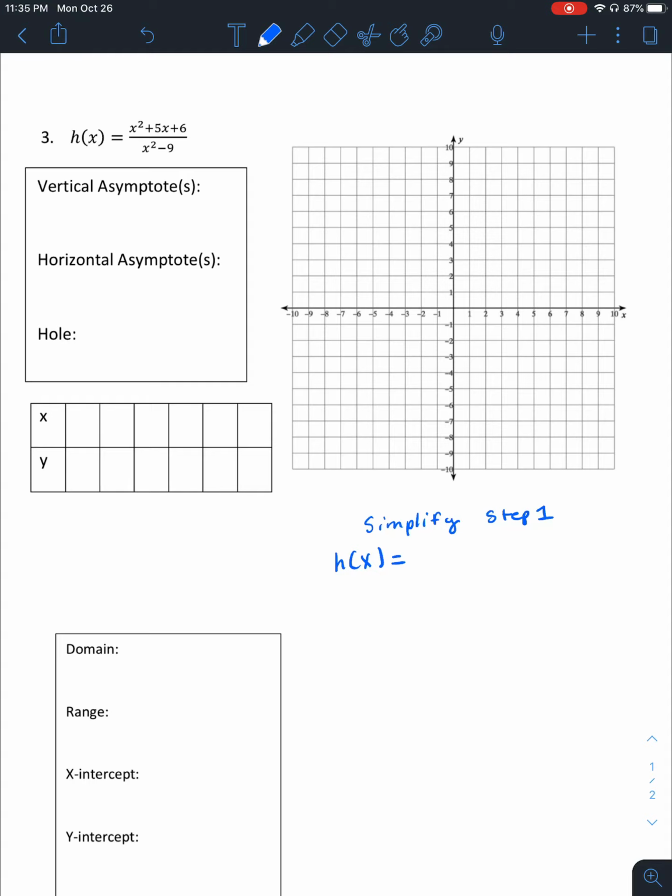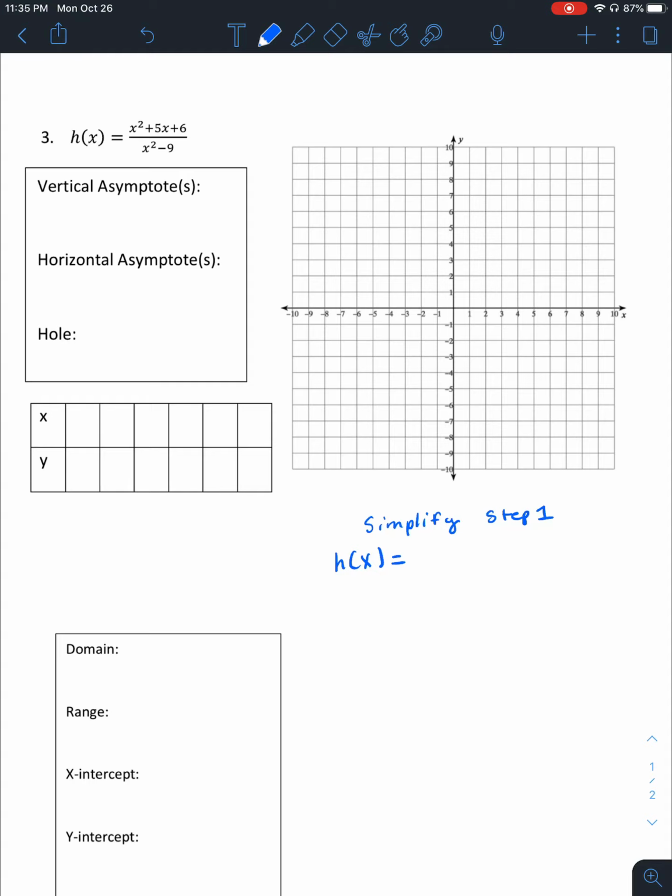Today we're going to be graphing rational functions. So as you can see, we have this lovely function h of x equals x squared plus 5x plus 6 over x squared minus 9. So the first step that you always want to do is simplify if possible. Not every function is going to simplify.